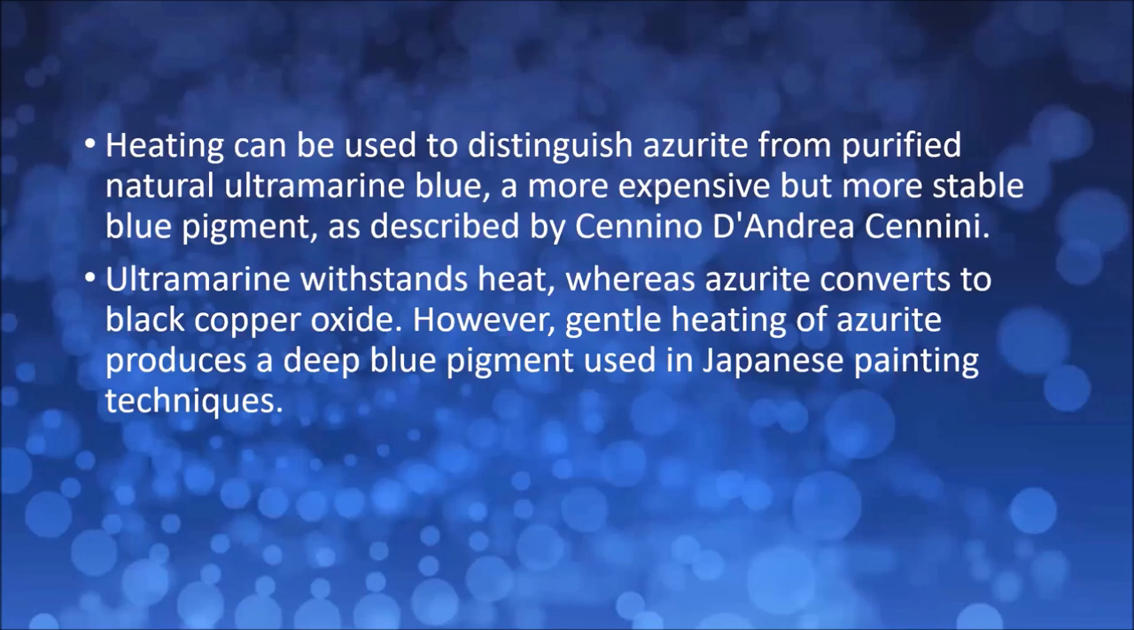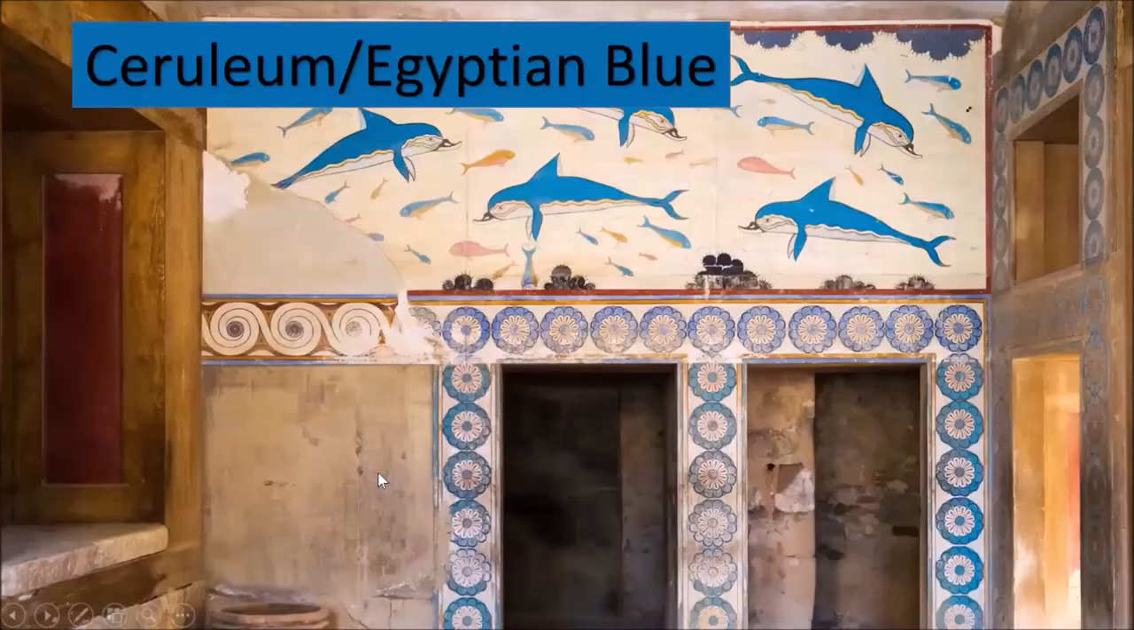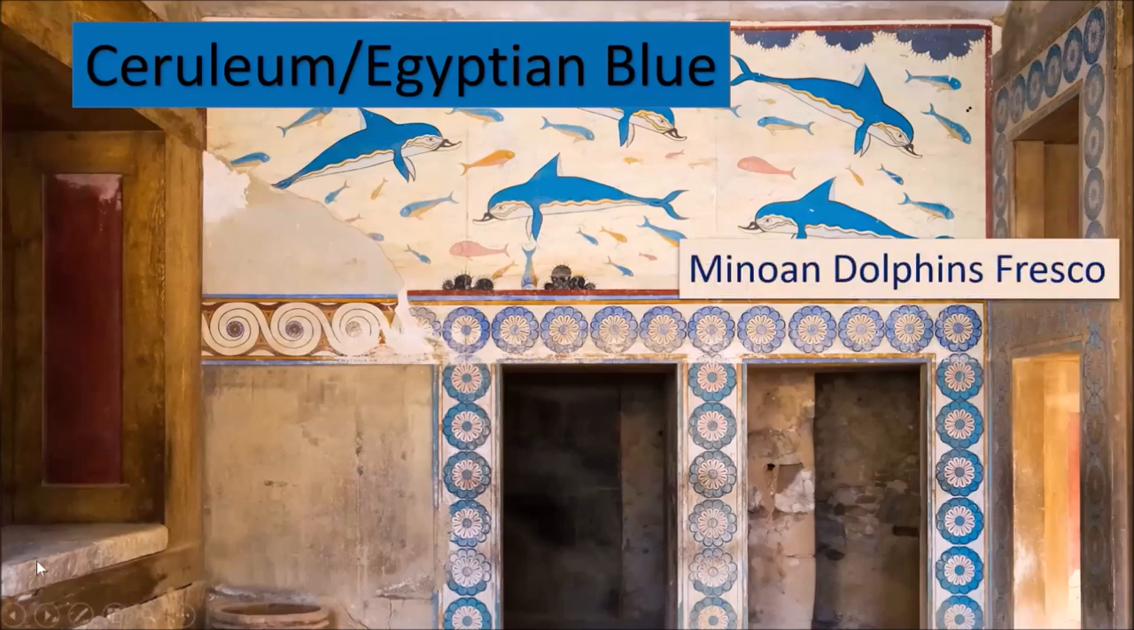However, gentle heating of azurite produces a deep blue pigment used in Japanese painting techniques. This is that interesting old picture, a wall painting from Minoan times, and the pigment is called ceruleum or Egyptian blue. This is a Minoan fresco with Minoan dolphins. These are around 3,500 years old.